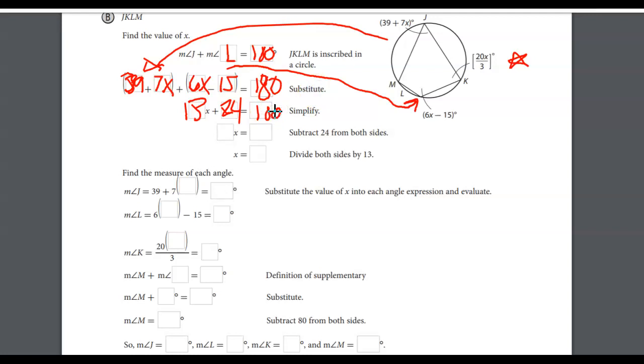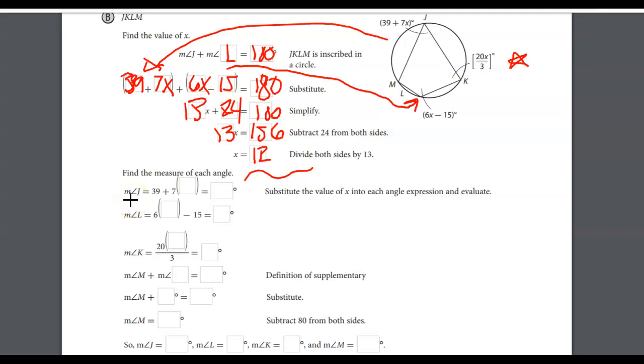Okay, and then I'm going to subtract 24 from 180. That's going to give me 156. And I'm still left with 13x. I'm going to divide 156 by 13, and that's going to give me 12. So now I know x equals 12, so I can do some fun math with that one.